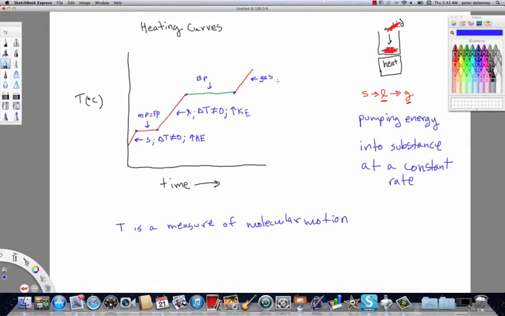All the energy that's being used in these sections where the temperature is changing is going into speeding molecules up. They're tumbling faster, they're vibrating faster, their molecular motion is increasing. Molecular motion is going up.